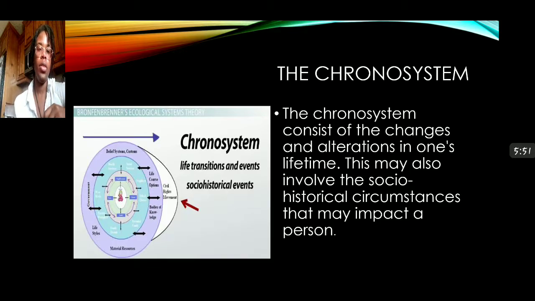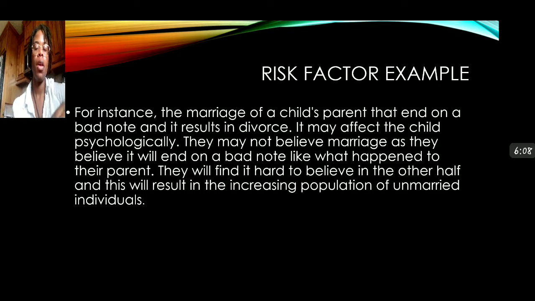The chronosystem. The chronosystem consists of the changes and alterations in one's lifetime. This may also involve the social historical circumstances that may impact a person. For instance, the marriage of a child's parents ends on a bad note and it results in a divorce. It may affect the child psychologically.